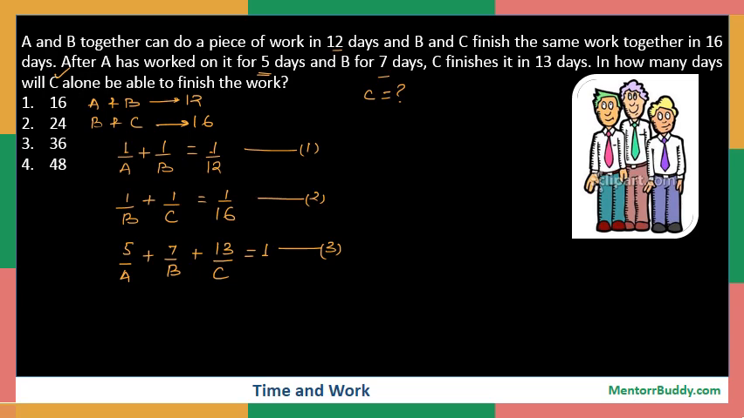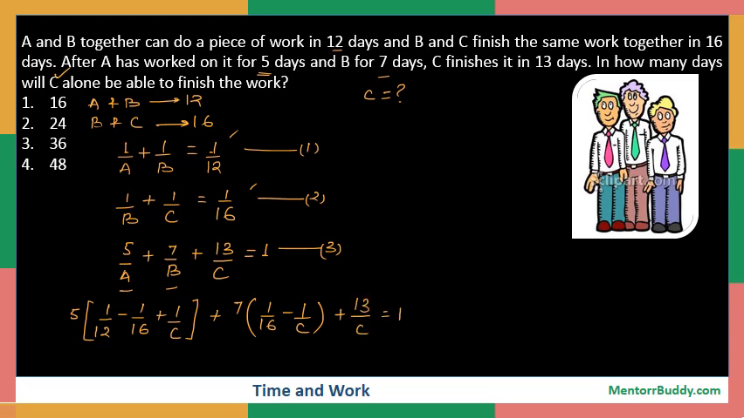So how do we get the value of C? We can replace 1 upon A and 1 upon B in terms of C. Let me figure out 5 times 1 upon A. Now 1 upon A, from the first equation, can be written as 1 by 12 minus 1 by B, where from the second equation 1 by B can be written as 1 by 16 minus 1 by C. Now already there was a minus, so it becomes plus 1 by C, plus 7 times 1 by B, which is 1 by 16 minus 1 by C, plus 13 by C is equal to 1.